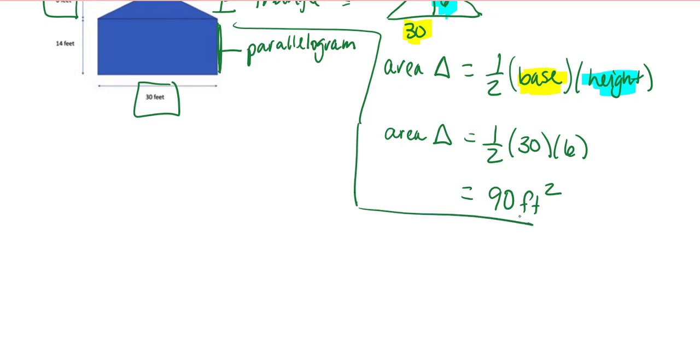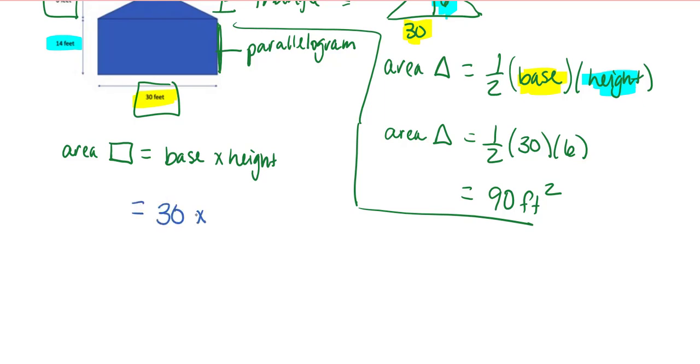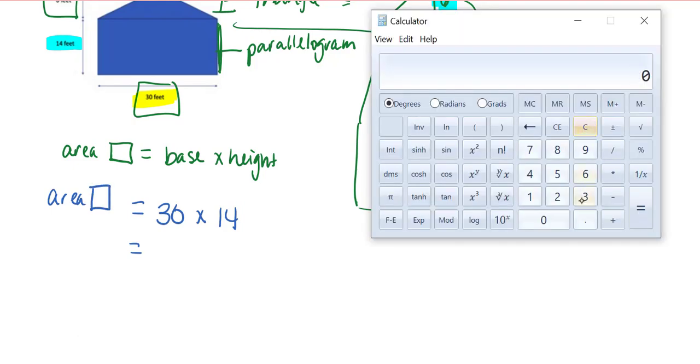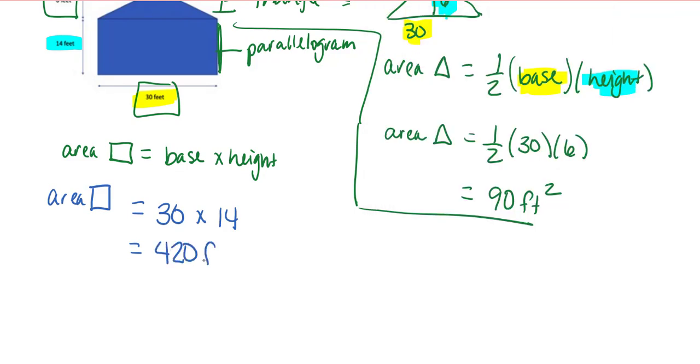Now for the parallelogram, let's go over that area. So the area is just the base times the height. So our base here is going to be 30, and then our height, which is 14. So let's go ahead and fill that in. So base 30, then times the height, which is 14. And what do we get? So let's get our calculators out. 30 times 14, and that's just 420 feet squared.